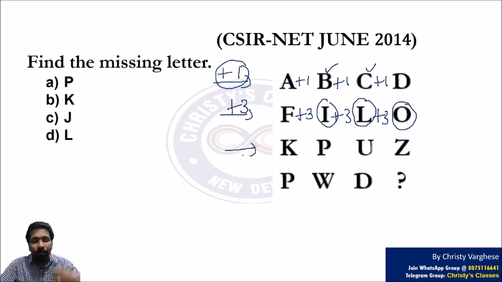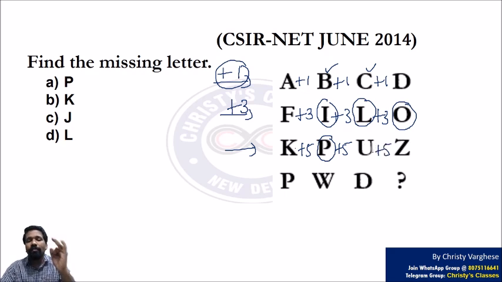Here it is an even bigger pattern. K, P. From K, count it: K, L, M, N, O, P. 5 letters. Same way, from P, 5 letters added: P, Q, R, S, T, U. 5 letters and you will reach U. And from U, 5 letters added: V, W, X, Y, Z. You will get Z. That means plus 5 is the pattern in the third row.